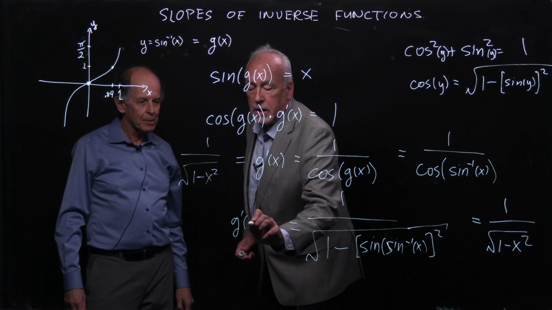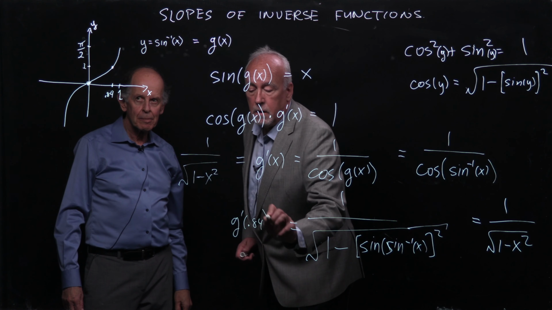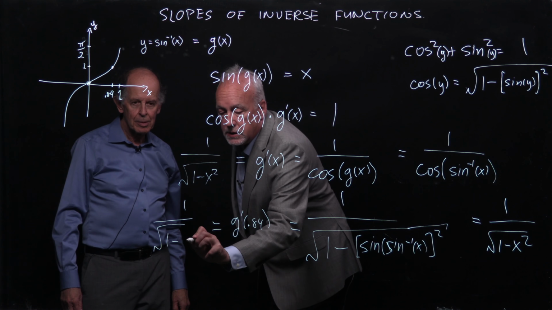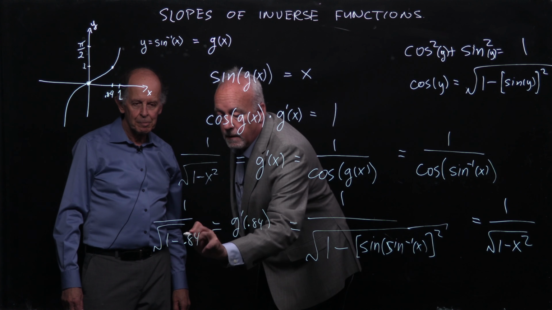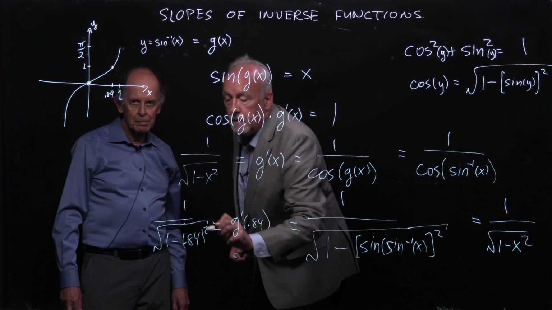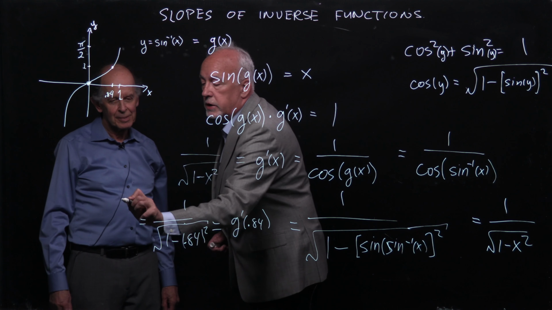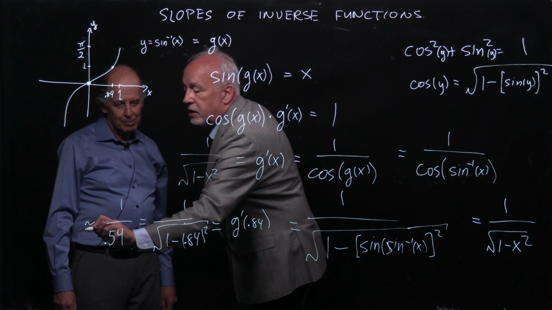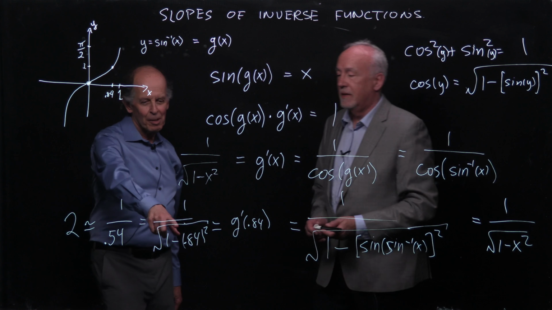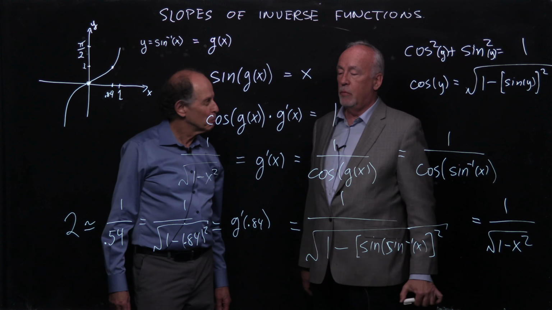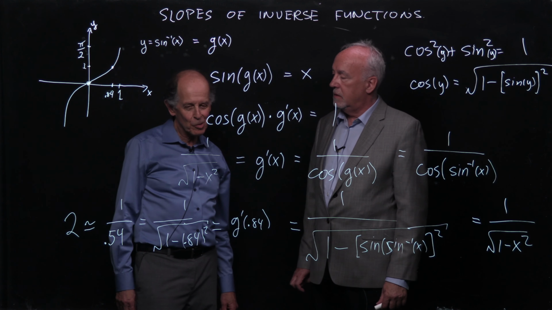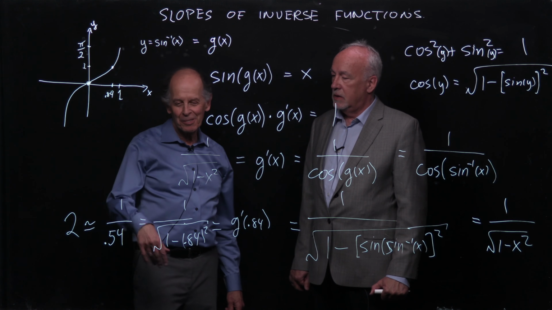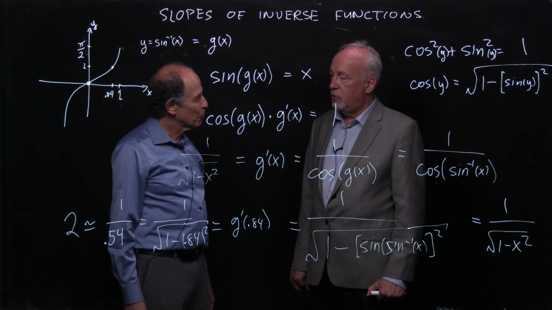So if I take g prime of 0.84, I know this is equal to 1 over the square root of 1 minus 0.84 squared. I don't know what that is, but I'm pretty sure it's going to come out to 1 over 0.54, which is about 2. Let's see. 0.8 squared is 0.64. 0.6 squared is 0.4. I don't know. Square root of 0.4 is about point.